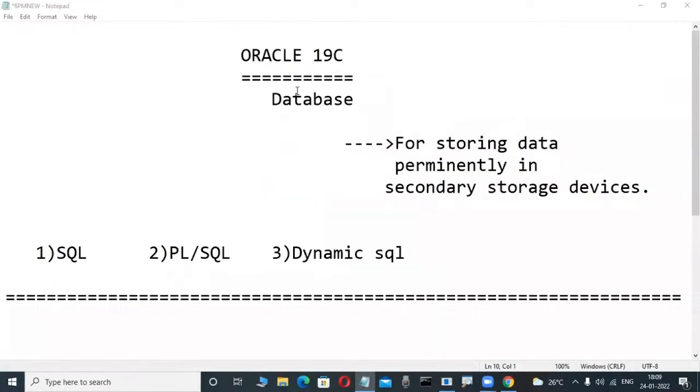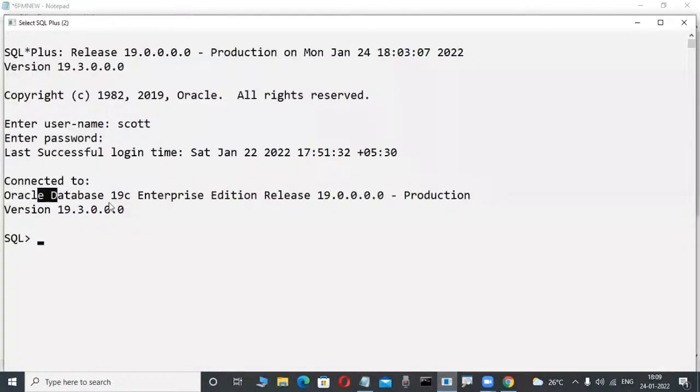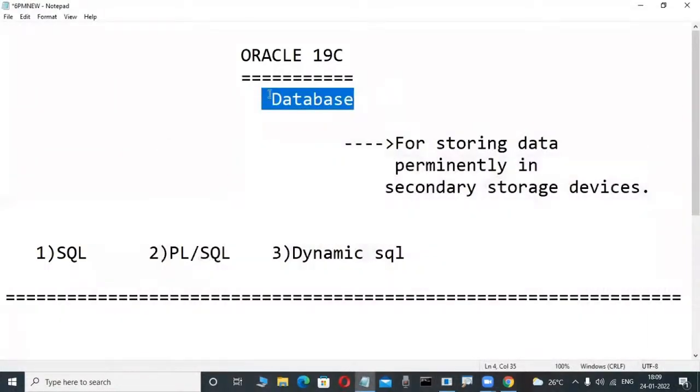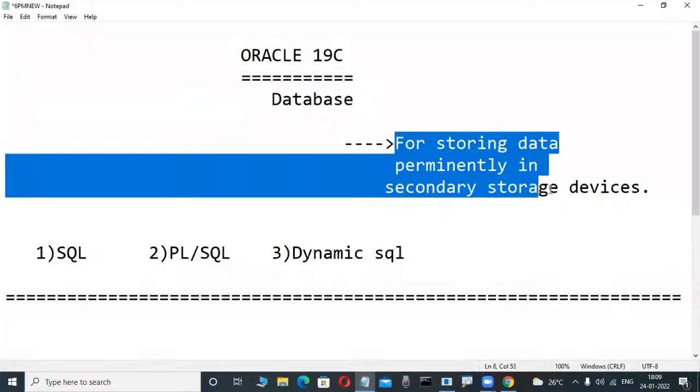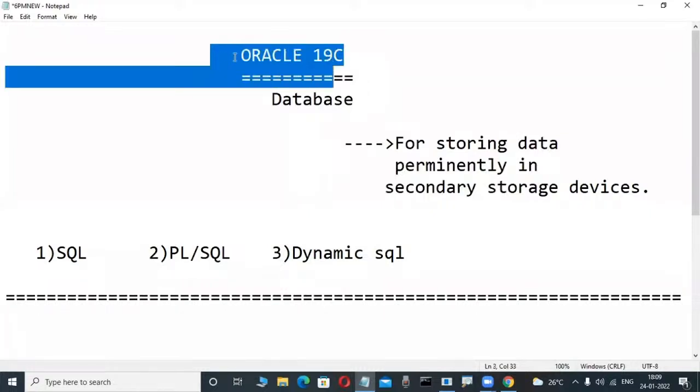Concentrate here. Anybody who did not attend the previous classes, don't worry. Simple. Oracle is a product from Oracle Corporation. 19c is a version. This Oracle is a database product only. Previous class notes are just for an idea, for newcomers. What is the purpose of this database product? For storing data permanently in a hard disk. These types of databases, Oracle, SQL Server, DB2, MySQL, Teradata, are all from different companies. But these databases are implemented based on the relational data model concept.